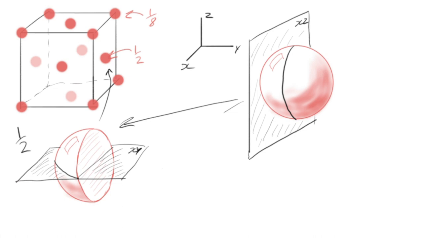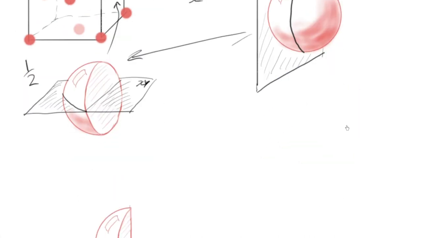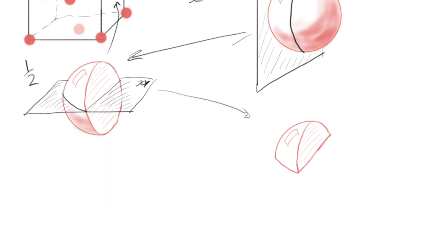Then what do we have? Well, now we should have, oops, sorry, this is what I meant to show you. There we go. You should have this now, which you might call a wedge. Okay, a wedge. And that is 1/4 of a sphere.